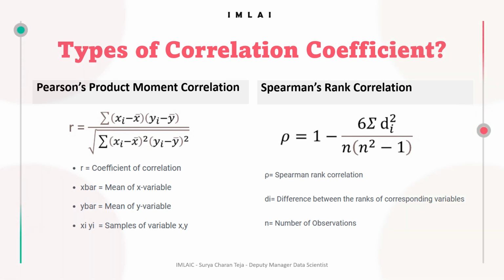So here we measure the strength and direction of association between two ranked variables. It's based on the ranks.